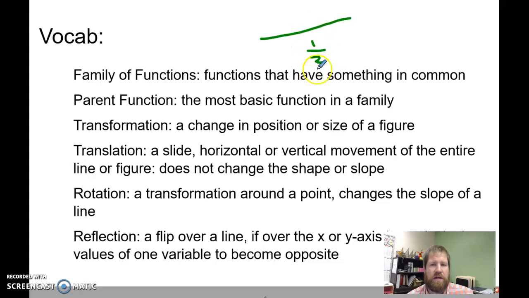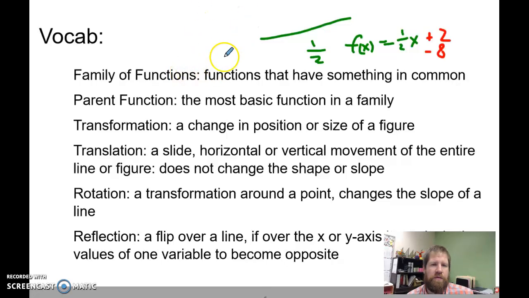So if I have this family of functions that are all linear functions with a slope of 1/2, my most basic one is going to be f of x equals 1/2 x. The other functions in our family would be like +2 or -8. They would all be different, but our basic one, our parent function, would be that one.